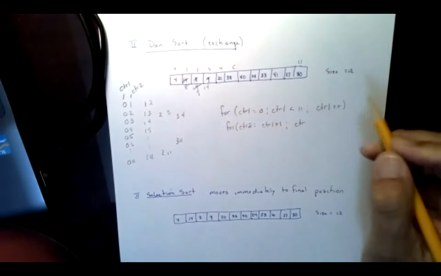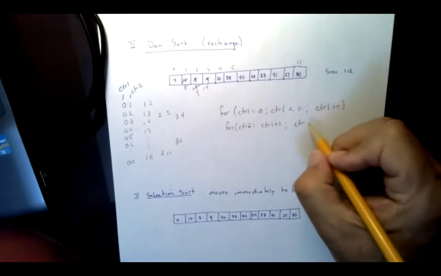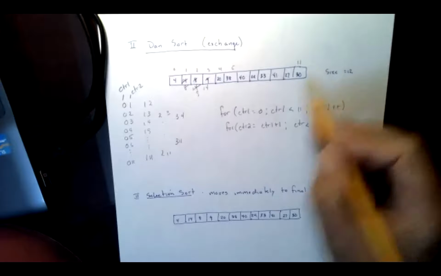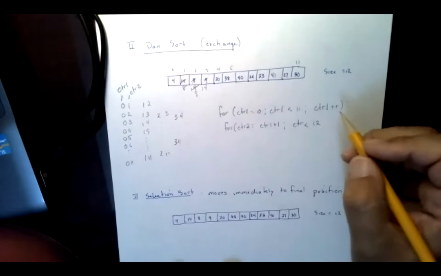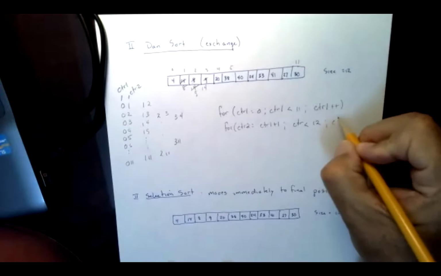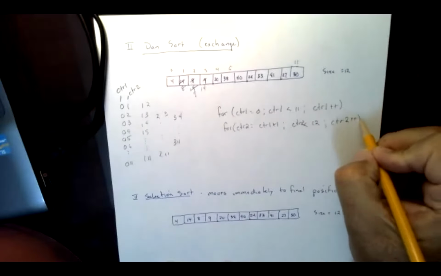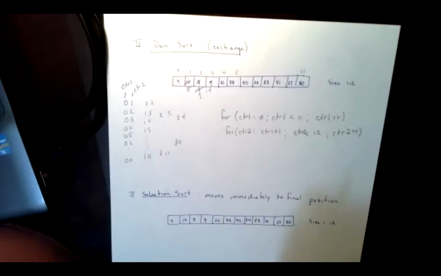I'm going to go while counter is, in this case, less than 12, because I want it to go all the way to the 11th one. And then I do counter 2 plus plus. So far, so good?